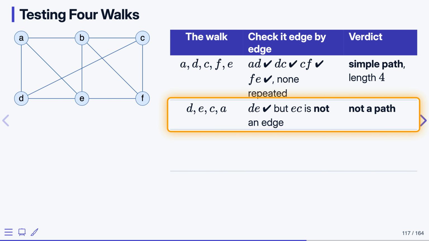Walk 2, D, E, C, A. Is DE an edge? Yes. Is EC an edge? No, we saw that a moment ago. E is not joined to C. The walk breaks there, so this is not a path at all.